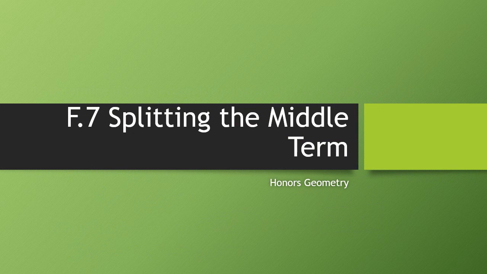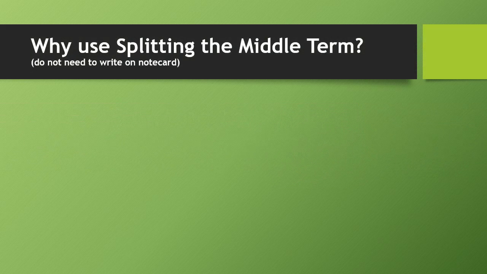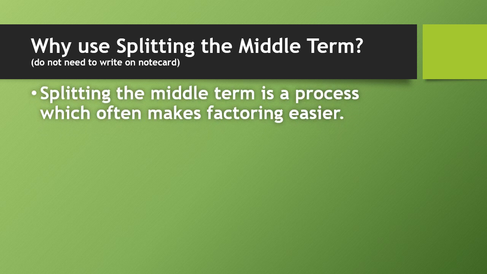All right, if you will flip to the note cards in the front of your composition book, today we are factoring by splitting the middle term. You don't need to write this on your note card, but why do we really use splitting the middle term? Splitting the middle term is really just a process which often makes factoring easier when we are dealing with some larger numbers that are challenging to do in your head.